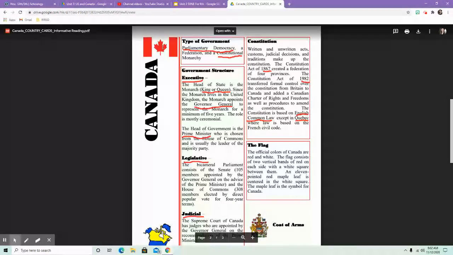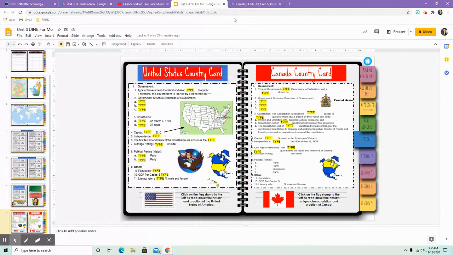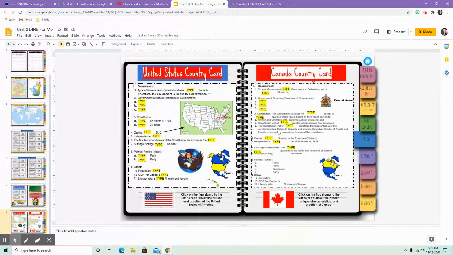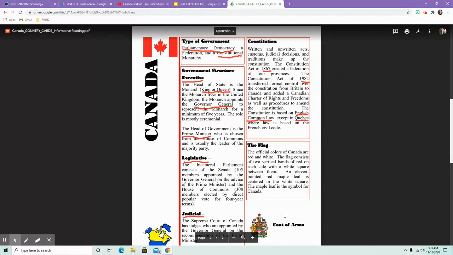The flag, which can be seen here or on your notes at the bottom right there. The flag is made up of the official colors of Canada, which are red and white. The flag consists of 2 vertical bands of red on each side with a white square between them. An 11-pointed red maple leaf is centered in the white square. The maple leaf is just a symbol for Canada. Now, you don't have any information to type in regarding the Canadian flag. It's just something interesting.